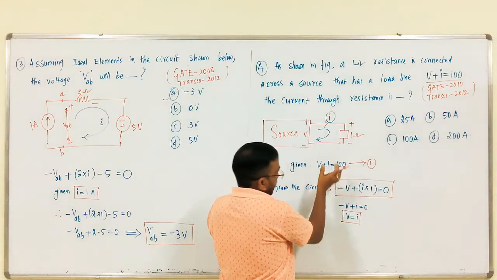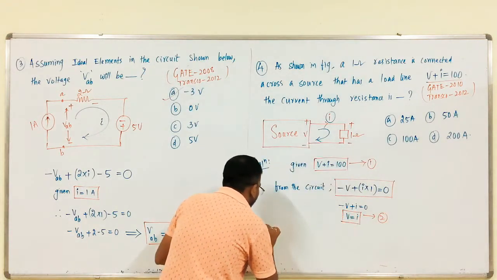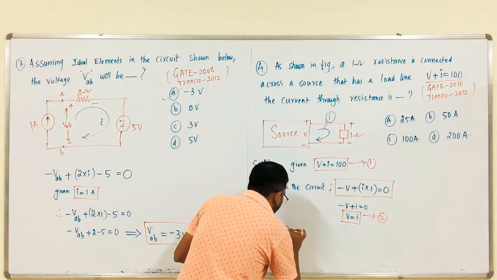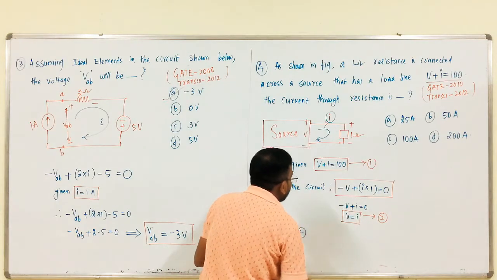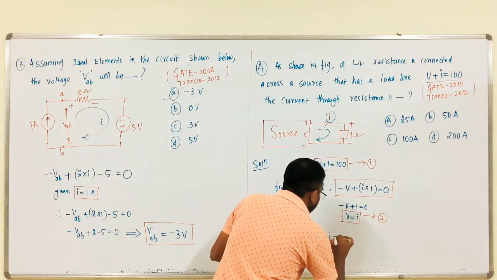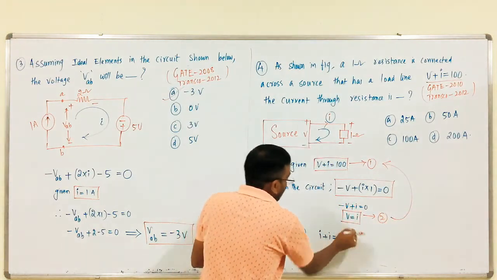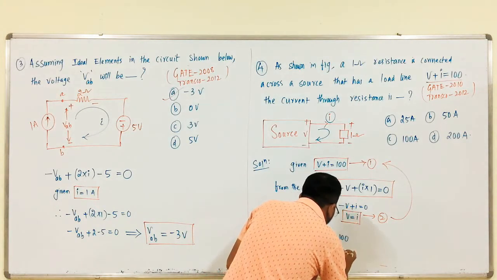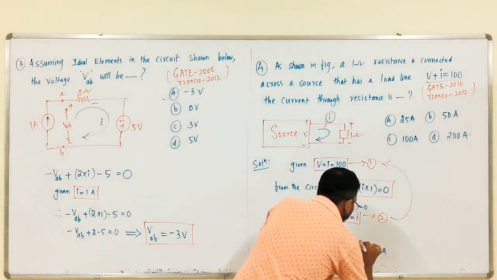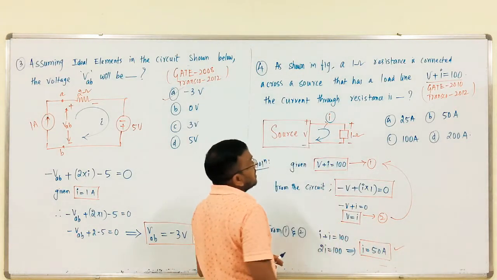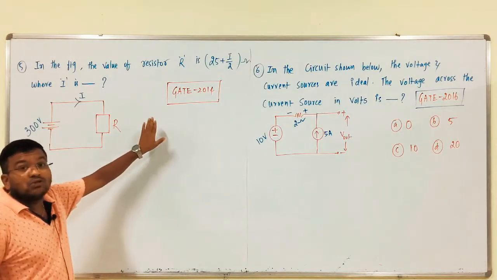This is from the load line characteristic, right? This is from the circuit. Therefore, from 1 and 2, substitute this V equals to I into this. Therefore, I plus I is equals to 100, that is 2I is equals to 100. From this, I is equals to what? 50 amps. The current is 50 amps. The option is B. This is the problem which was asked in GATE 2014.